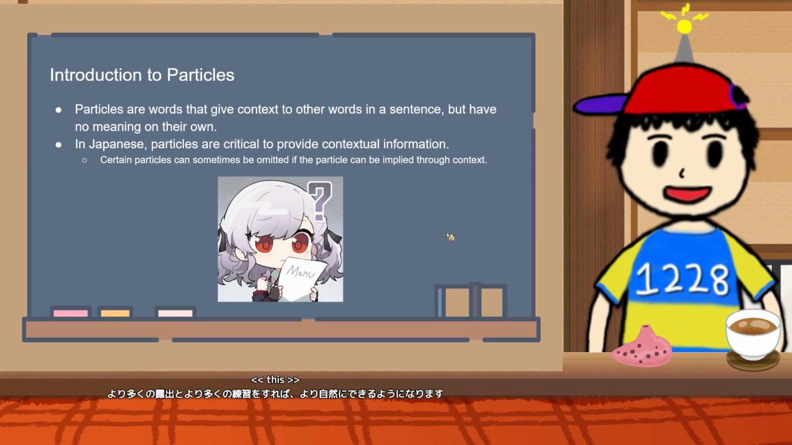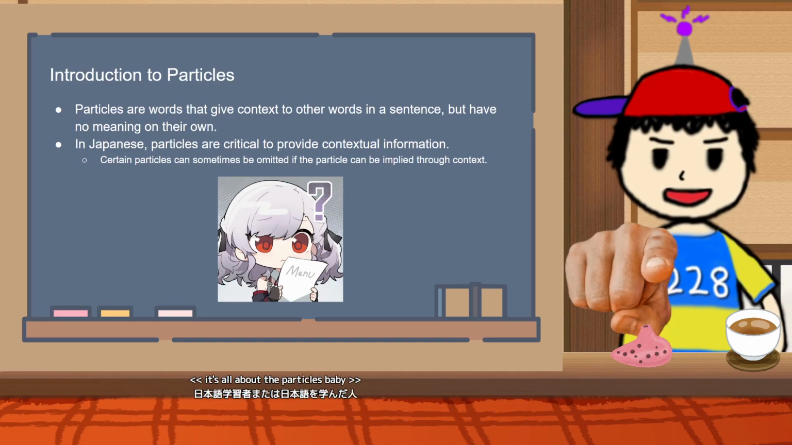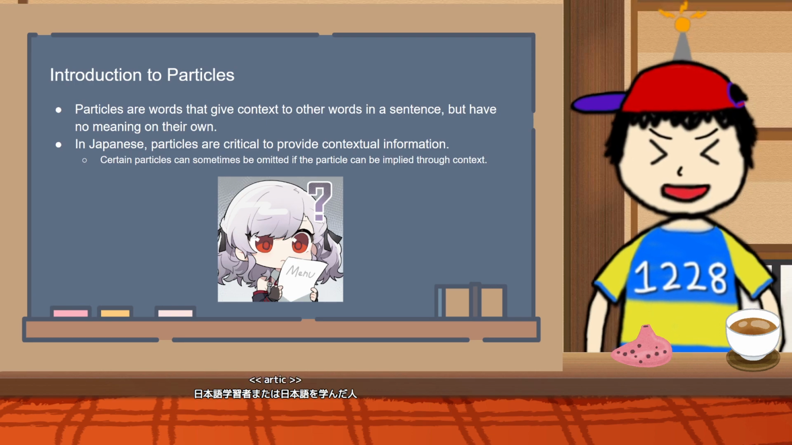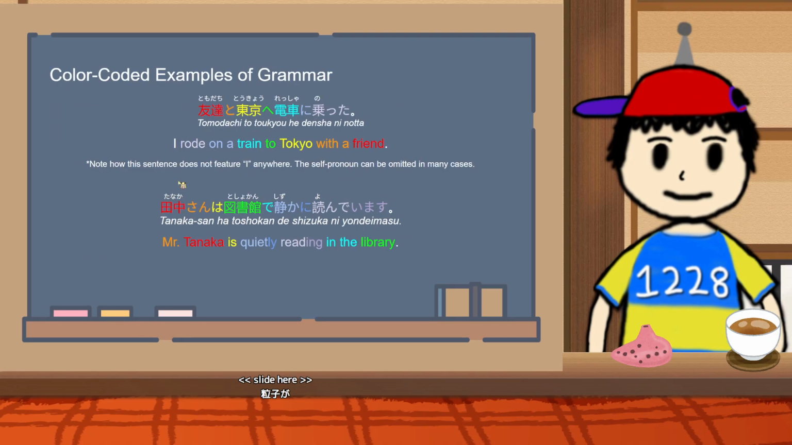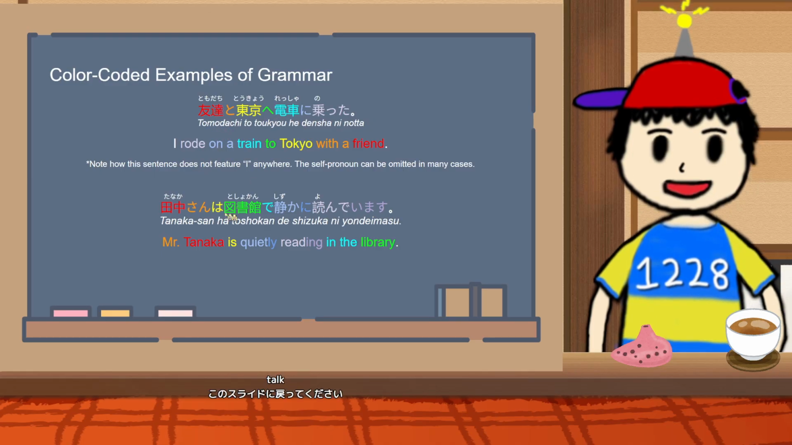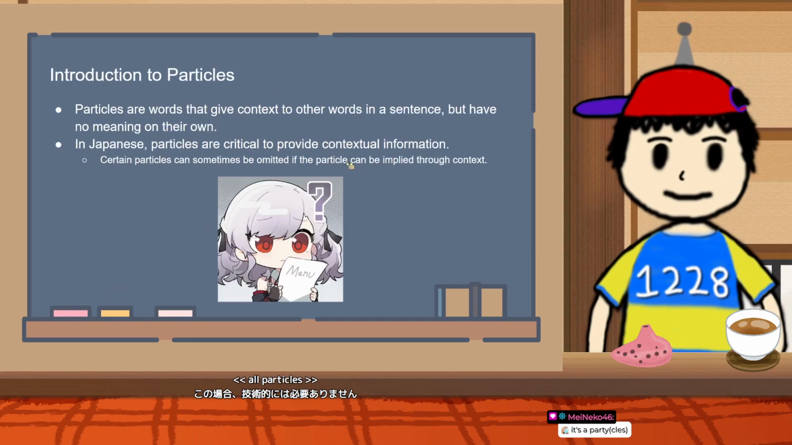And after des comes particles. I'm sure many Japanese learners or people who have heard about Japanese learning know it's all about the particles! Everything's a particle, except the particles are just a tool. If I go back to this slide here, to, e, ni, wa, de, and ni, those are particles. Well, in this case, ni technically wouldn't be a particle, it'd be an adverb particle, but all particles do is provide context to what the word is doing in the sentence. However, the particle itself is meaningless.